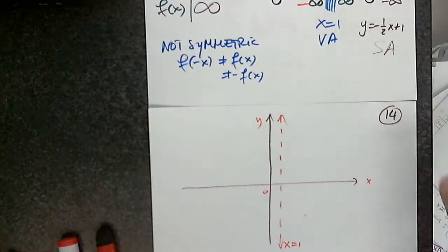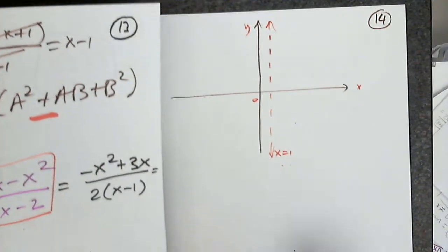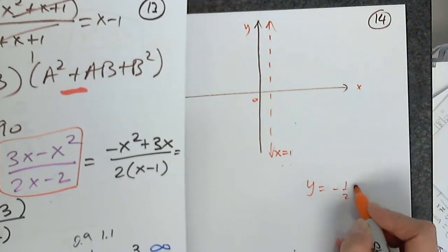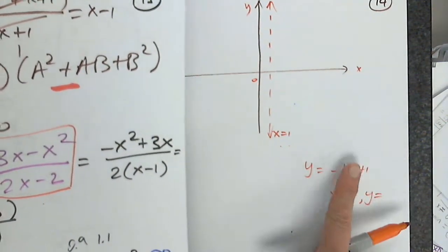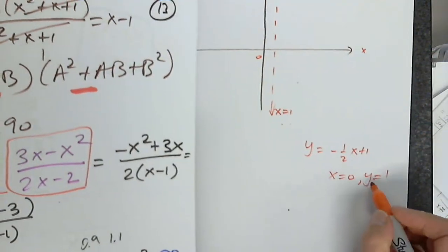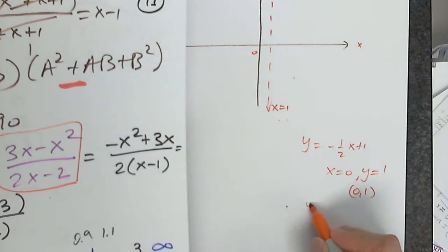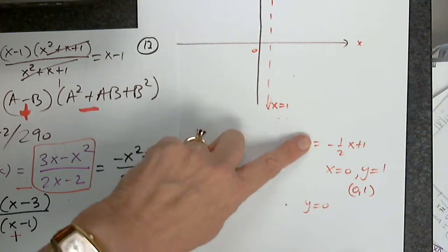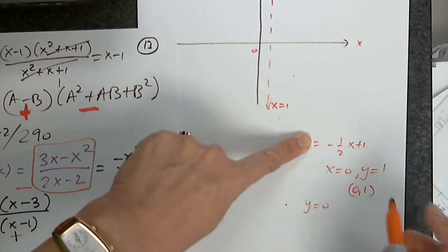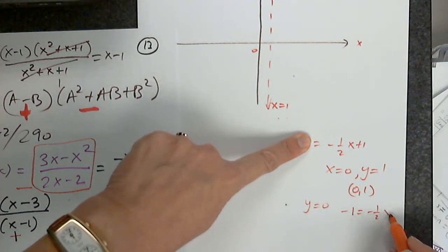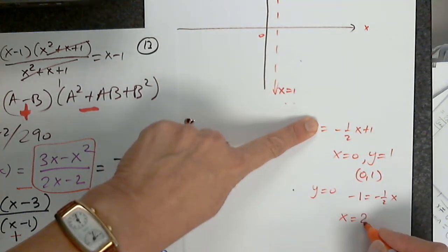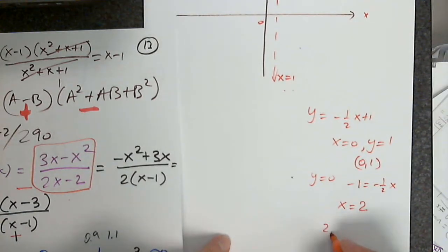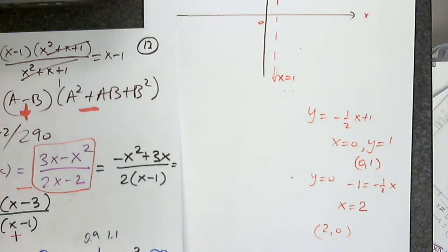Now I have to graph the slant asymptote. So I have y equals negative 1/2 x plus 1. When x is 0, how much is y? So one point is 0, 1. When y is 0, I move 1. So I have negative 1 equals negative 1/2 x. Multiply both sides by negative 2. x equals 2. So 2, 0. So I found the necessary points to graph the slant asymptote.